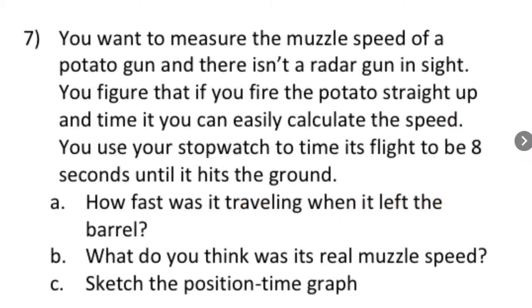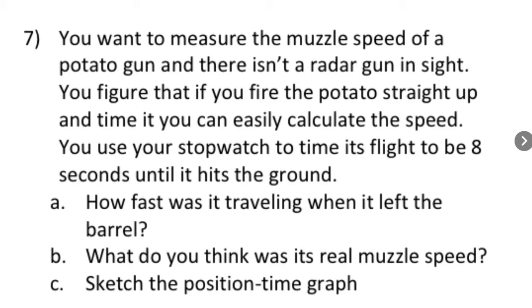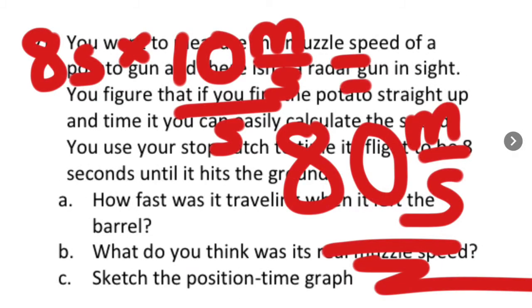I was at a friend's house and we were shooting a potato gun and we wanted to find out the initial velocity, so we timed it up and down. Stop it on the next slide. Find the muzzle speed. That was pretty easy. 8 seconds, 10 meters per second every second, you get 80 meters per second. It's like 175 miles per hour. Crazy. Imagine getting smacked in the belly with a potato going 175 miles an hour.